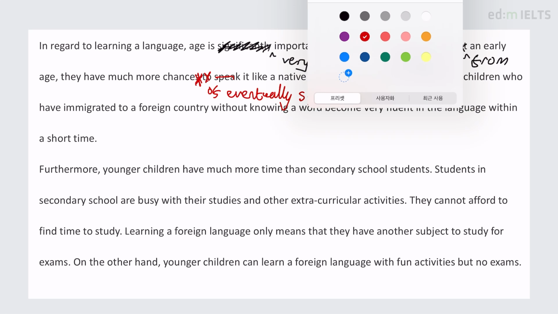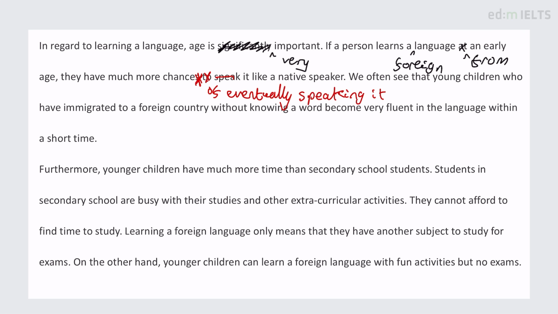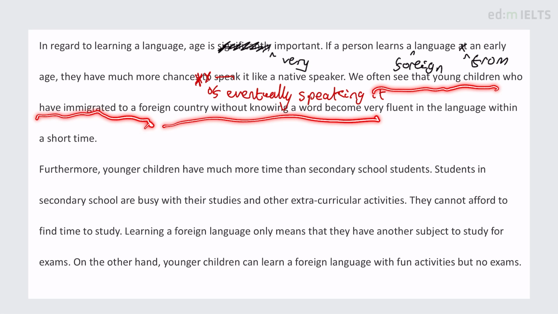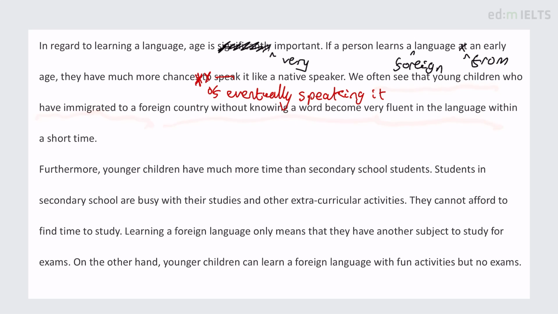Like a native speaker. Like sounds a little bit informal here. So maybe as well as a native speaker, but it's not a big deal, so we'll move on. We often see that young children who have immigrated to a foreign country without knowing a word become very fluent in the language within a short time.